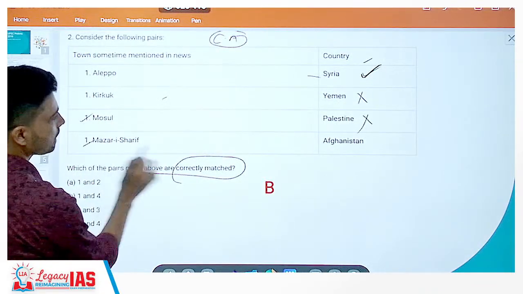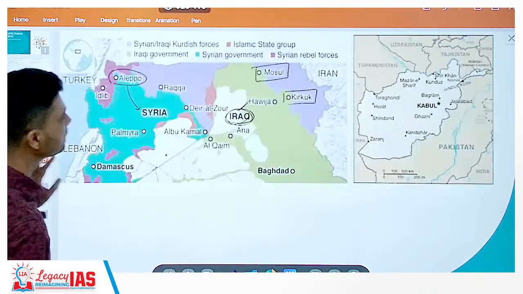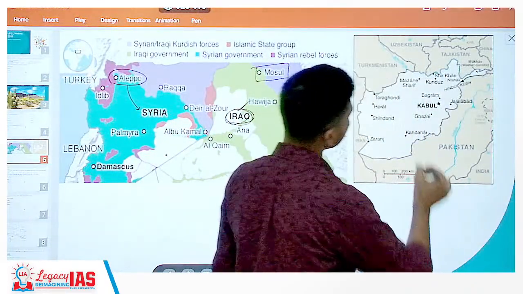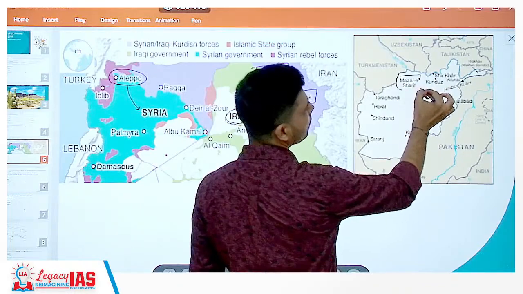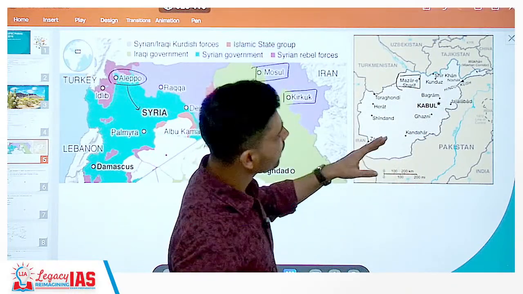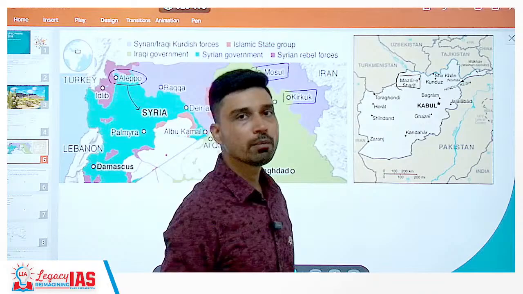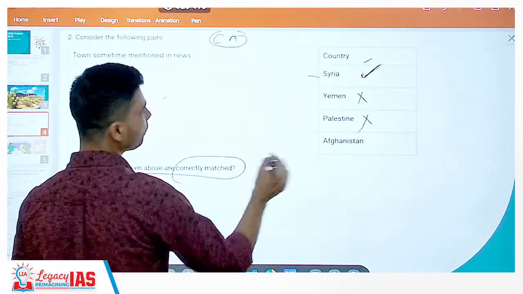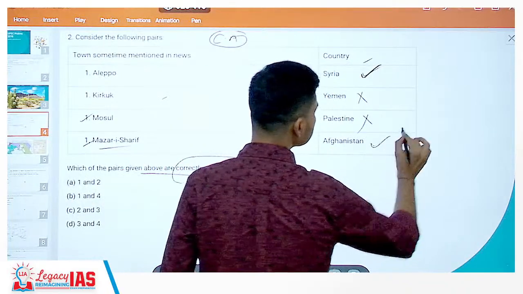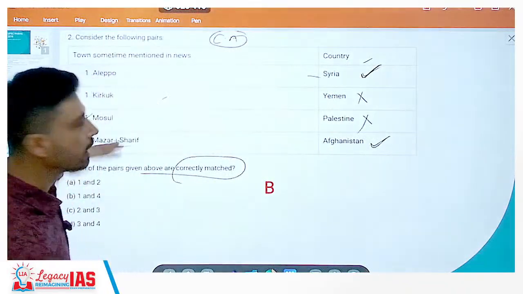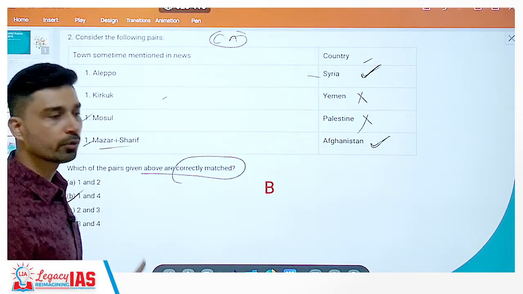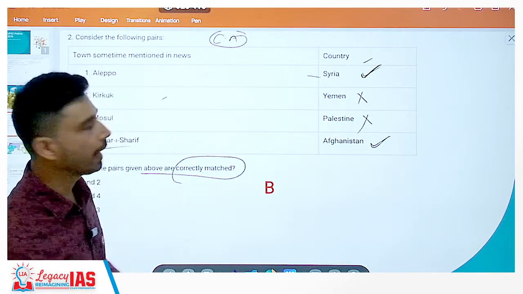And fourth is Mazar-e-Sharif in Afghanistan. This is indeed correct. This is the map of Afghanistan as you can see here, and here you have the city of Mazar-e-Sharif. It is situated in the northwestern part of Afghanistan. So as per the option Mazar-e-Sharif, Afghanistan, this is correct. That means the first and fourth are correctly matched, and thus the correct option for this particular question will be B, 1 and 4 only.